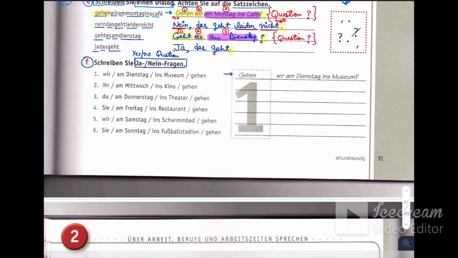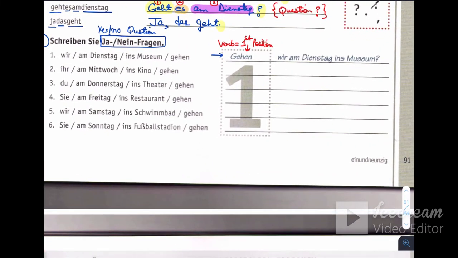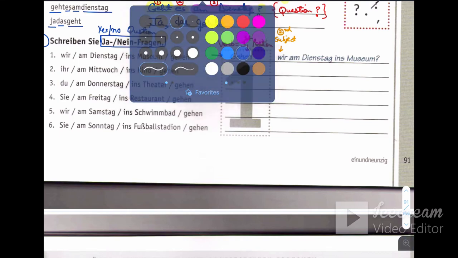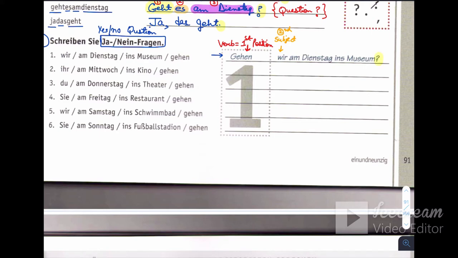Okay, for example, this one, Gehen wir am Dienstag ins Museum. We go on Tuesday ins Museum. Yeah, this is a question form. Why is it a question form? Yes, because the verb is in first position. Can you see the verb in first position? Yes, for question form I am telling, okay? For question form this is the rule. Verb in first position, then in second position is the subject, and then the rest of our sentence like this, if you want to make a question form, okay? Like this, okay?